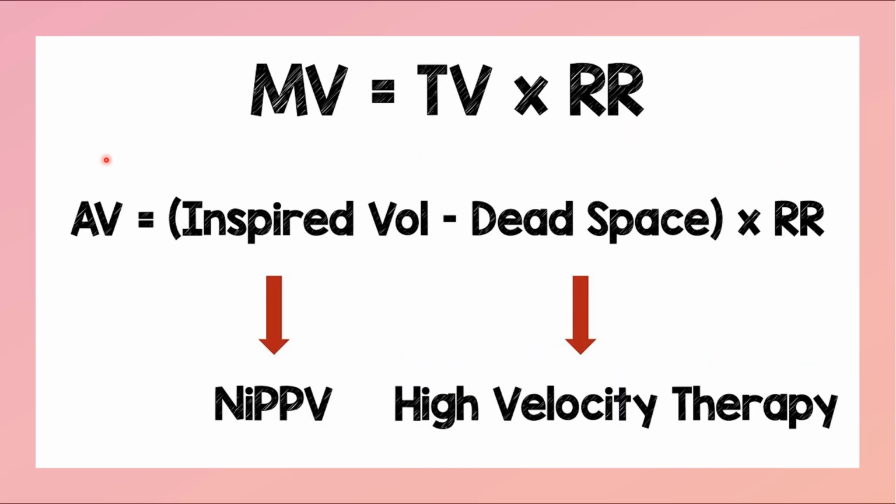So it is clear that minute ventilation is equal to tidal volume times the respiratory rate, whereas alveolar ventilation is not the whole tidal volume; it is the tidal volume minus dead space, times the respiratory rate. So we have come to know about the minute ventilation, and from there we have derived the alveolar ventilation, the amount of air actually taking part in the gaseous exchange. Now what happens if the dead space volume is increased? What will happen to the alveolar ventilation?